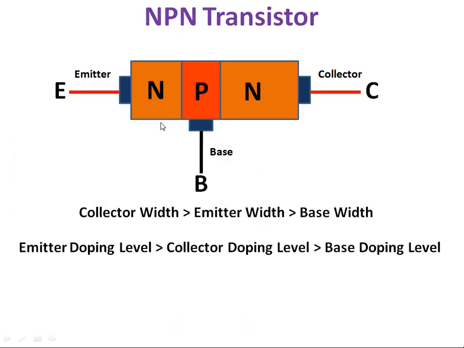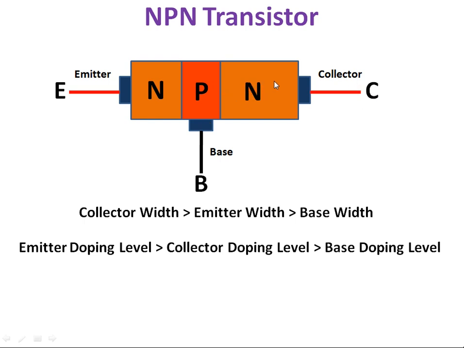And this is an NPN transistor. Why is it an NPN transistor? There is an N layer, a P layer, and again an N layer. These layers are connected together and form the NPN transistor. The emitter terminal is taken from the N layer and the base terminal is taken from the P layer. The collector terminal is taken from the other N layer.